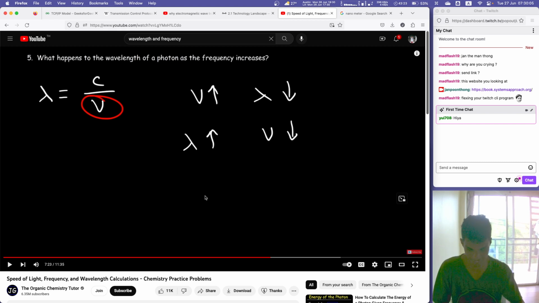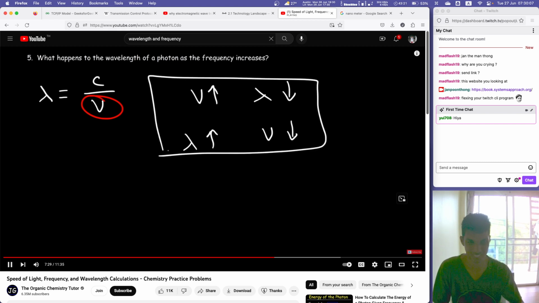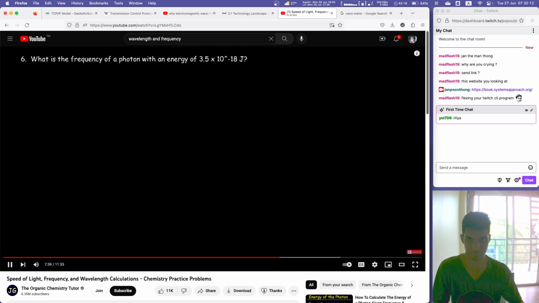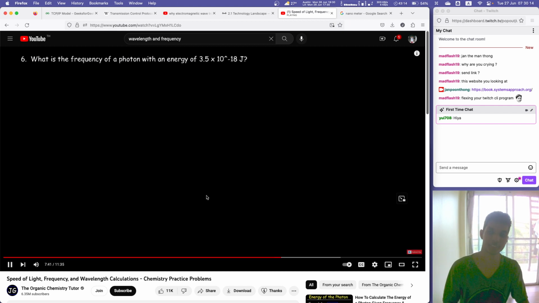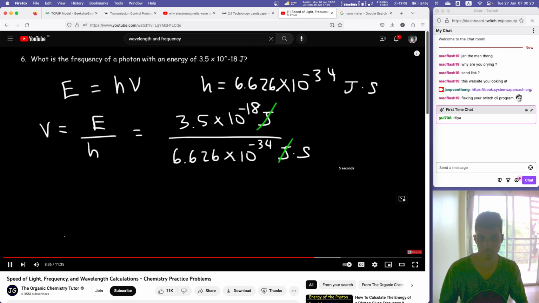Related to photons and the relationship between the wavelength and frequency of a photon. How can you calculate the frequency? The equation that relates them is energy divided by Planck's constant, in joules per second. So let's divide these two numbers.